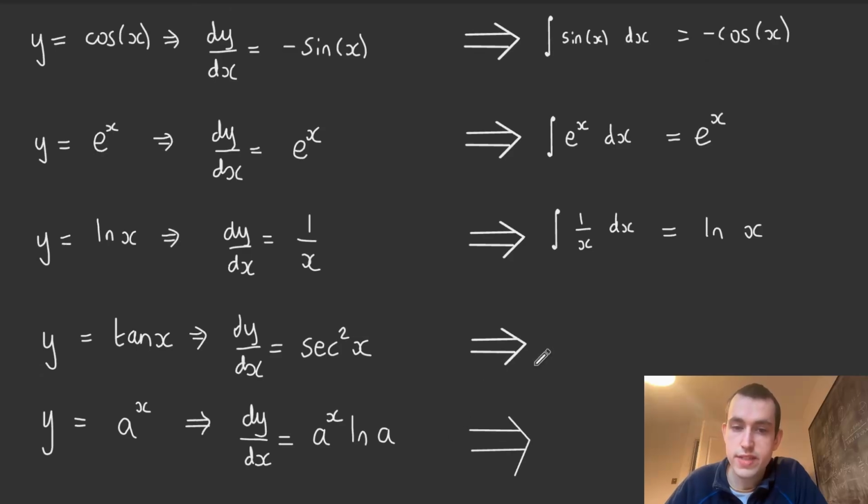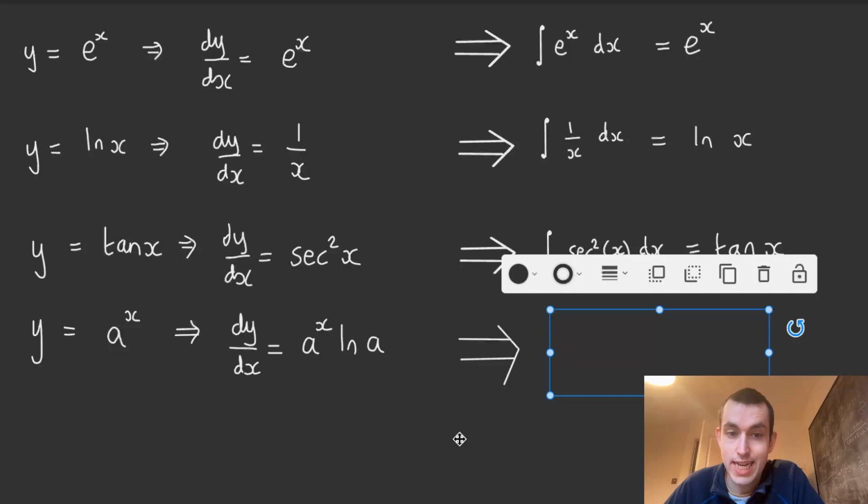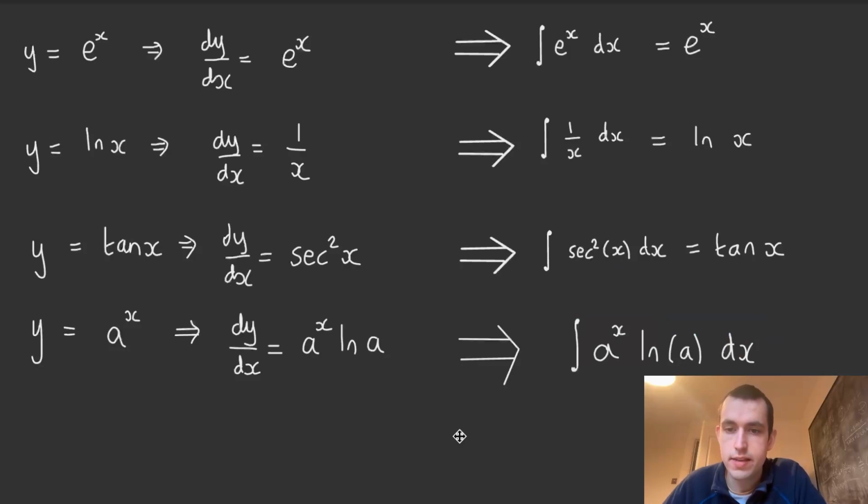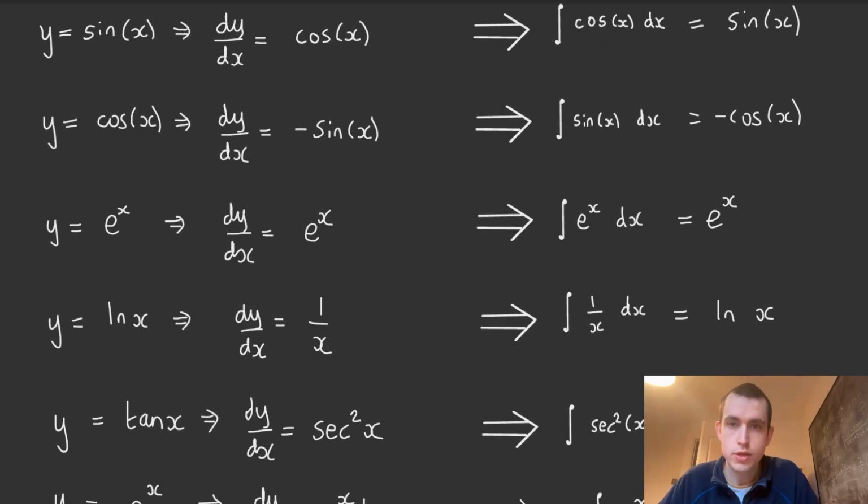If the derivative of tan x is sec squared x, then the integral of sec squared x is tan x. And if the derivative of a to the x is a to the x natural log of a, then the integral of a to the x natural log of a will be a to the x. So a few notes about these.